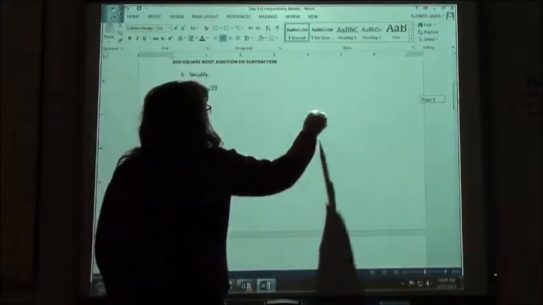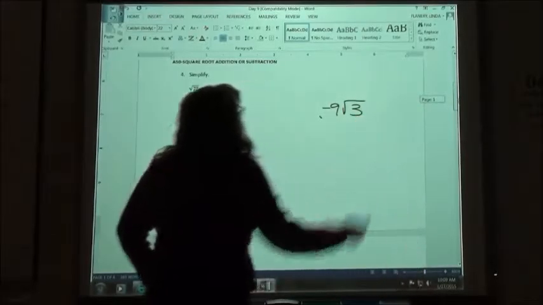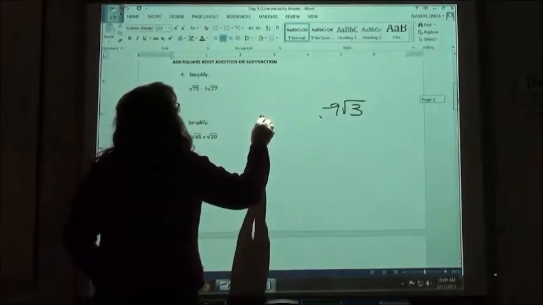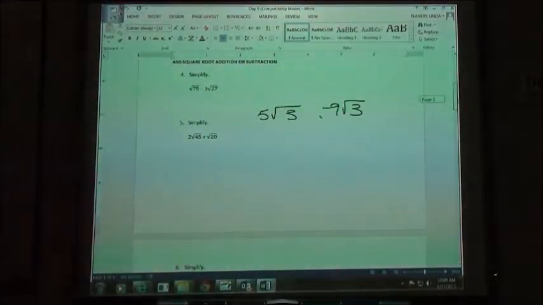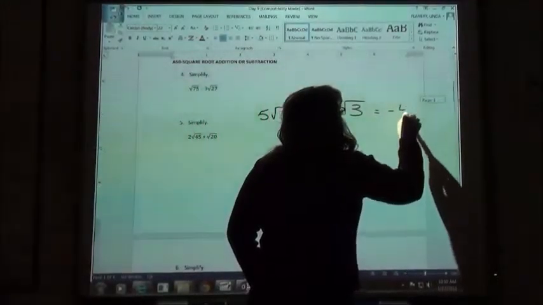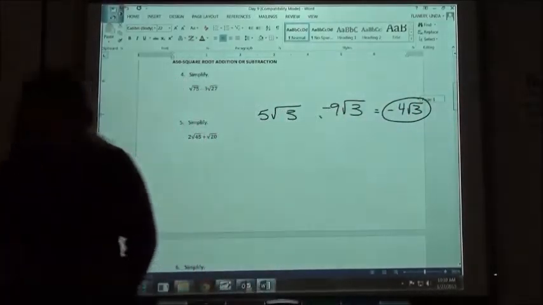Uh-oh, the board decided to go crazy on me. Negative 9 square root of 3 is what we had there, right? What was our other one? Our other one was 5 square root of 3, wasn't it? So we have 5 square root of 3 minus 9 square root of 3, right? 5 minus 9, we think about like we would a 5x minus a 9x. We're just going to subtract those front numbers. 5 minus 9 is negative 4, so negative 4 square root of 3 is going to be our answer.